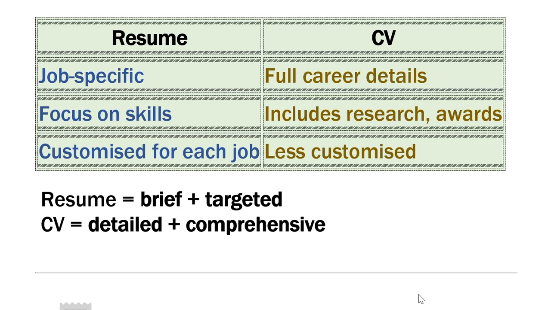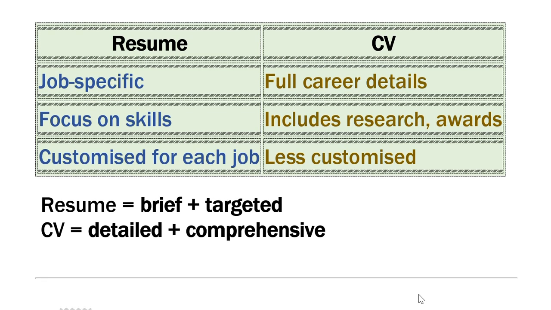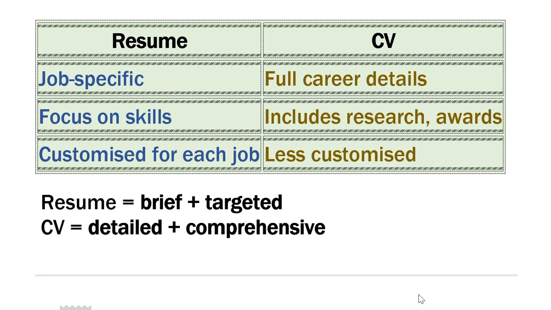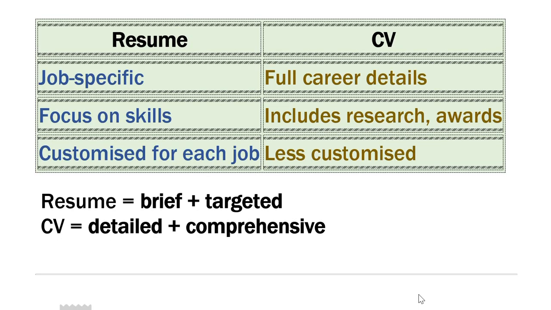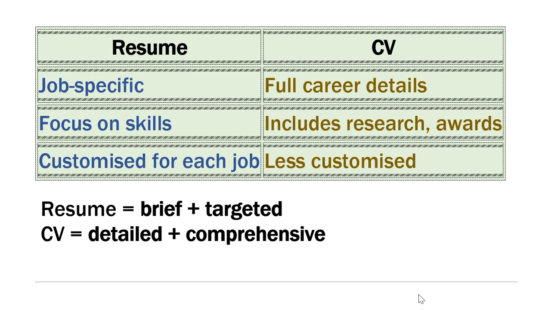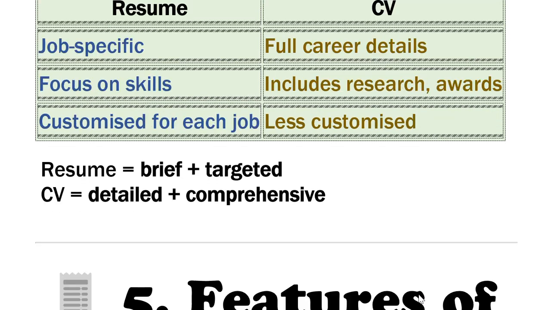In short, we can say that a resume is a brief thing. It is a targeted thing. But a CV is a detailed thing. Just opposite to a resume, a CV or curriculum vitae is a detailed thing. It is a comprehensive thing. These are the things that we have to remember from this chapter.